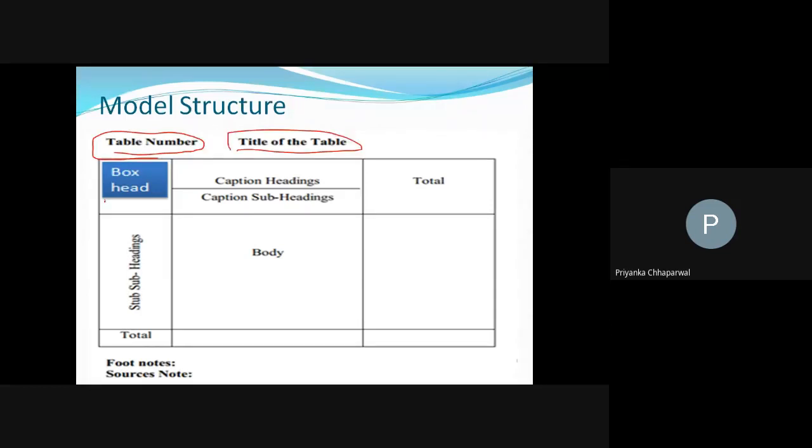Then what is your box heading? Meaning, what is the heading of this box? What is the heading of the steps here? What is the caption heading? What is the caption subheading? It is the body of your data, and it is the total and other numerical data. Then the total. Footnote is defined here. Source note is defined here.